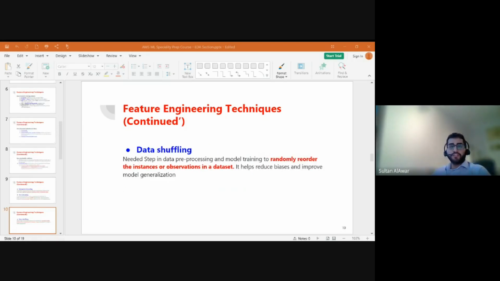The next feature engineering technique that we're going to cover is called data shuffling. Data shuffling is a highly needed step in data processing and model training, which simply helps us to randomly reorder or resample the instances or observations in the dataset, which helps reduce biases and improve model generalization.